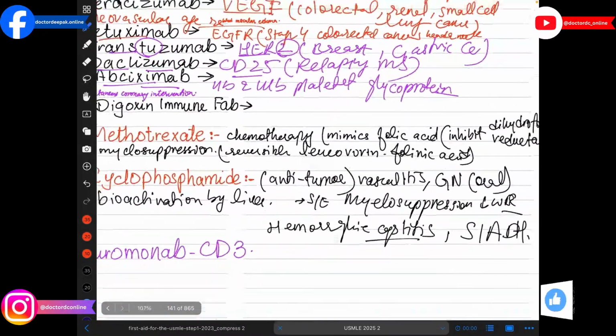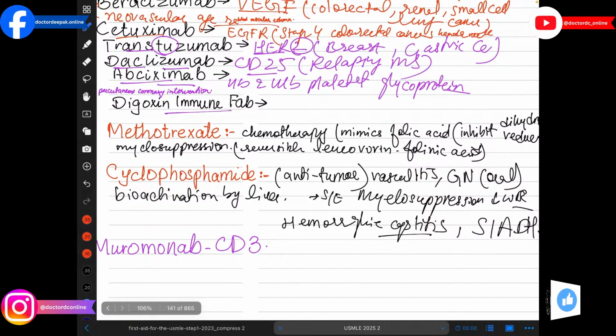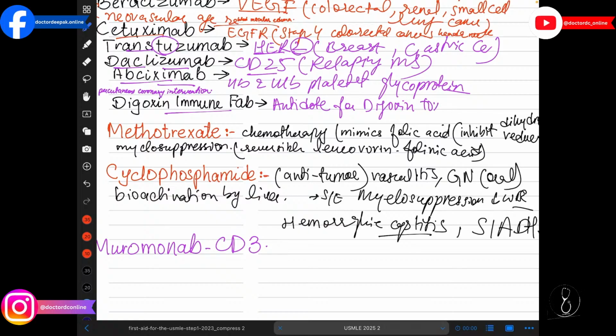We have next a digoxin immune fab that is given as an antidote for digoxin toxicity. What are the symptoms when any cardiac patient presents with GI symptoms like diarrhea, nausea, vomiting, and they have abdominal pain? Then you have to give digoxin immune fab.